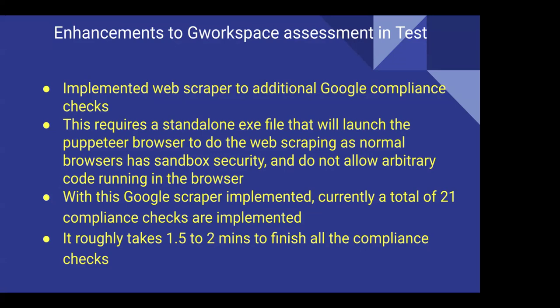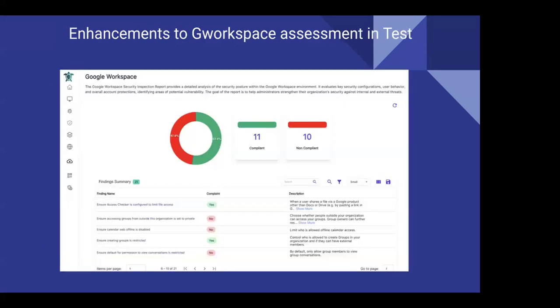And this is currently in the testing phase. So as soon as we make it to production, we are going to keep all of you notified on that. So this is how our findings are going to look once we have this web scraper implemented for all of you in production. So as you can see, a total of 21 checks that we are performing compared to what we have today, only 5 compliance checks.